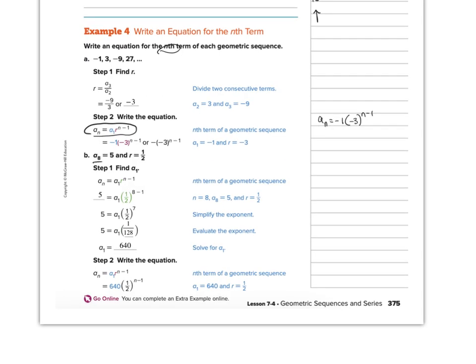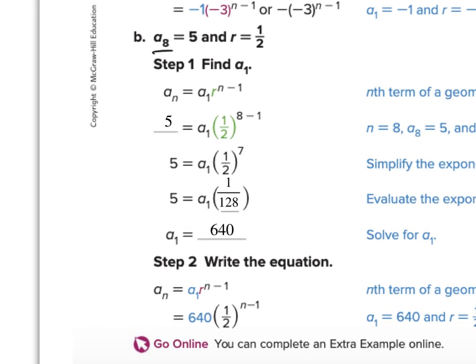Now here, when they gave us A8 and a ratio, we had to do a little bit more work. So what they're doing here is, if we know that the 8th term is 5, A8 is 5, so I know that 5 equals A1 times, they told me the ratio is 1/2, raised to the, again, this is A8, so 8 minus 1, and that tells us 7. So now we can actually calculate some of the information here. The only unknown value you have left is A1, so we can just go ahead and multiply that out.